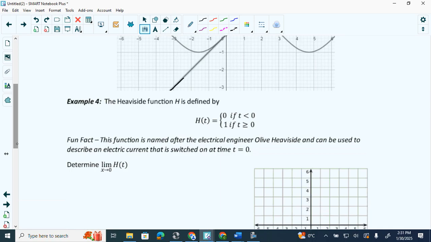Then there's this one, the Heaviside function. I don't know how to say it. You should Google how you say it, because I don't know. We're going to go with: you can read it and choose your own path of how you say that. Okay? This is what it's represented by. Fun fact, this function is named after the electrical engineer, Oliver Heaviside, and can be used to describe an electric current that is switched on at time t equals 0.